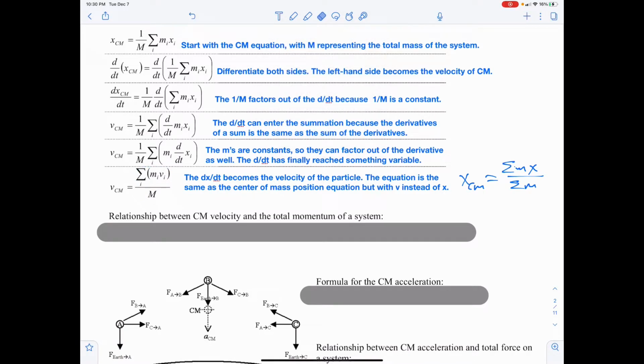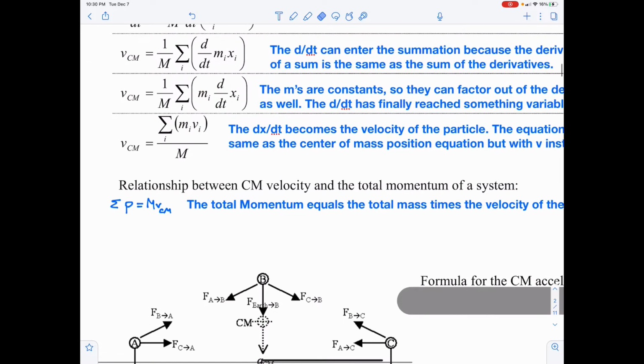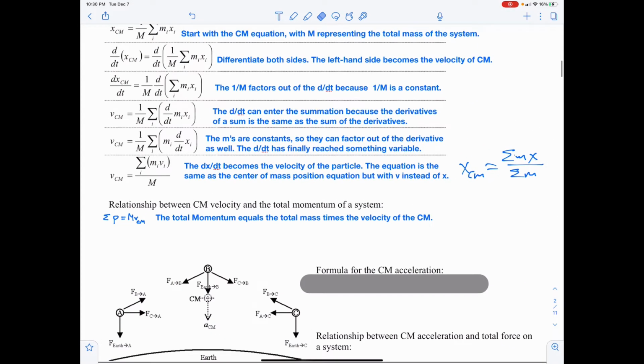Relationship between the center of mass velocity and the total momentum of the system. Well, the total momentum of the system is the total mass times the velocity of the center of mass. Basically, we're just multiplying both sides by big M right here, and that is your total momentum right there.